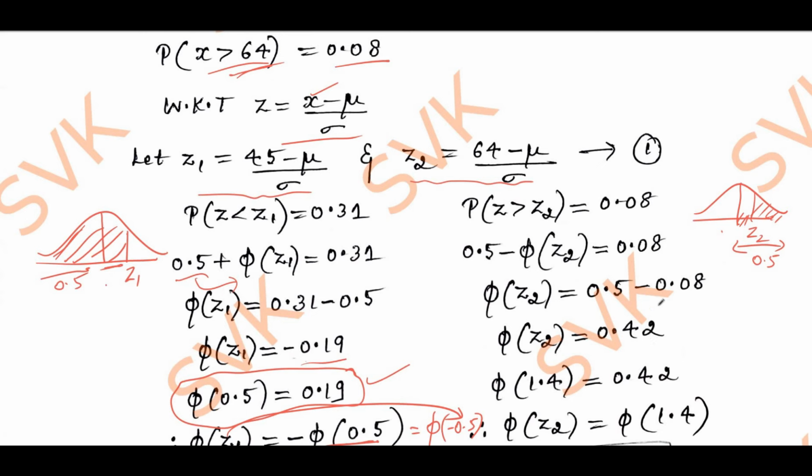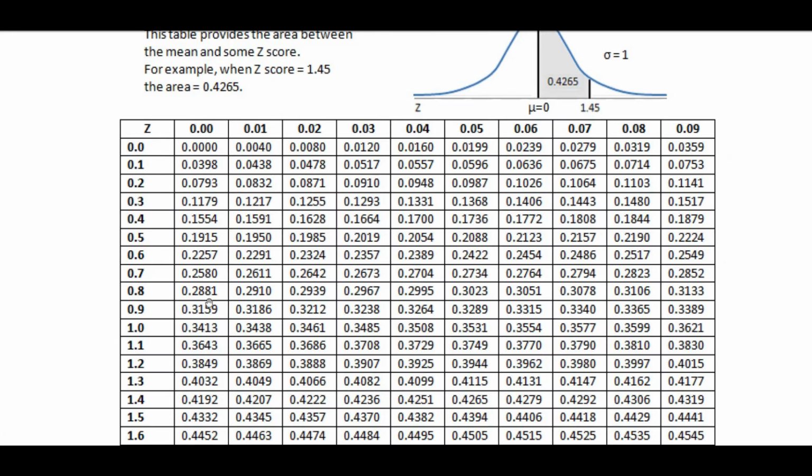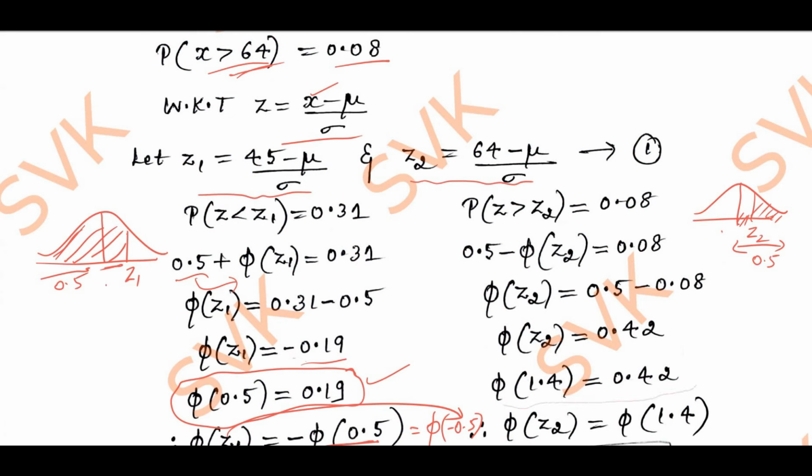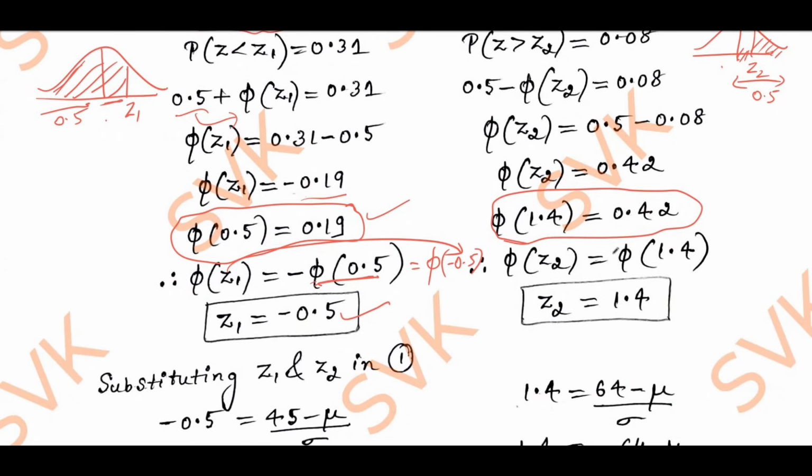Now I need to find using the normal distribution table where the value 0.42 will come. You need to search for it. So 0.3, 0.492. So this is what 0.42 I can consider. The value is 1.4. So therefore phi of 1.4 is 0.42. That is what I have substituted here. Phi of 1.4 is equal to 0.42. Substituting that value, phi of z2 will be equal to phi of 1.4. Equating on both sides, z2 will be equal to 1.4.